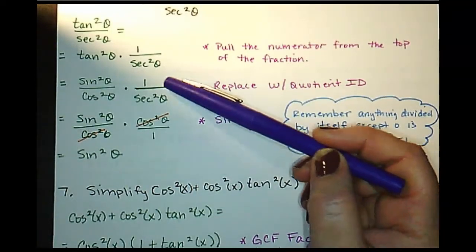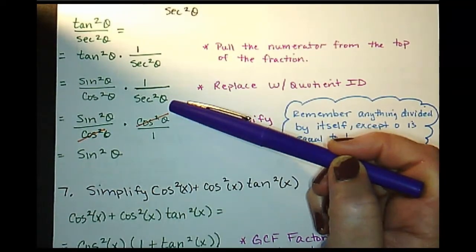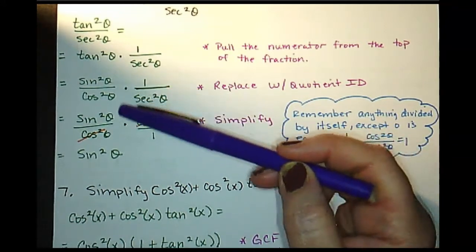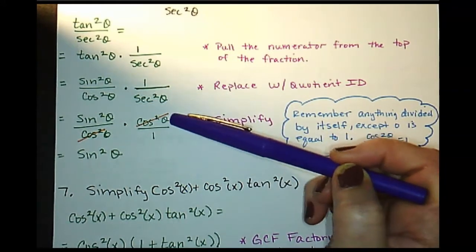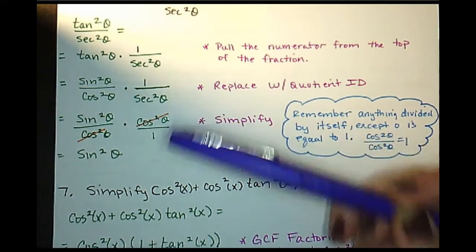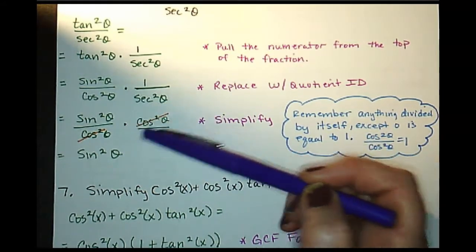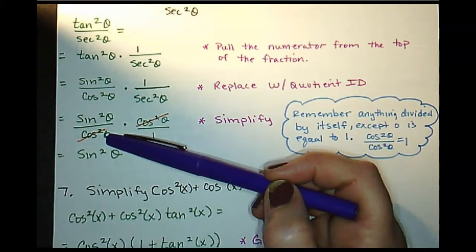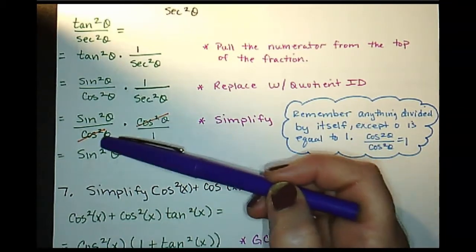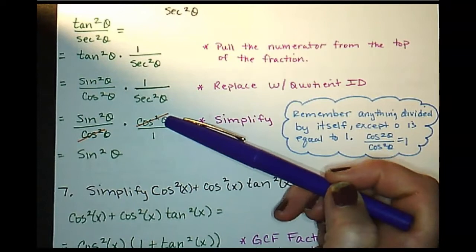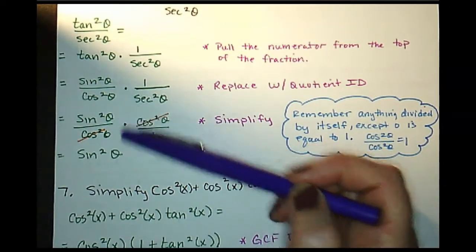All right, so this is 1 over secant squared theta, so I'm going to use that reciprocal identity. Remember, there's two secants in the bottom, so now there's going to be two cosines on top. And now we can do the simplifying we were talking about a minute ago, because this cosine is exactly the same as this cosine. There's two of them up here, two of them down there, so I can cancel. And then I'm left with sine squared theta.